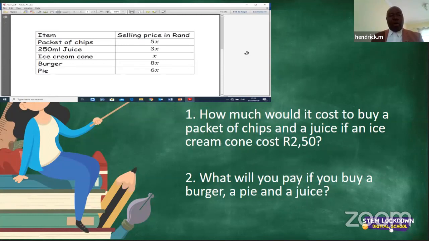I hope that all the learners are listening and you have heard what we said. Let's go to the second one quickly. What will you pay if you buy a burger, a pie, and a juice? How much are you going to pay? Can we work it out, and let us get an answer.